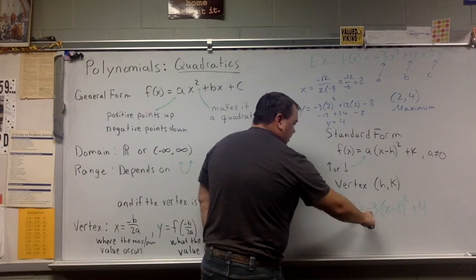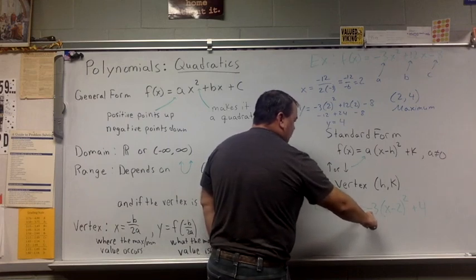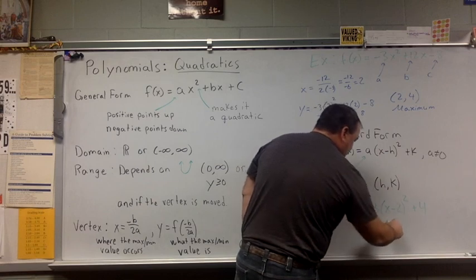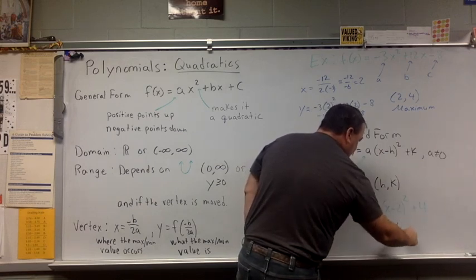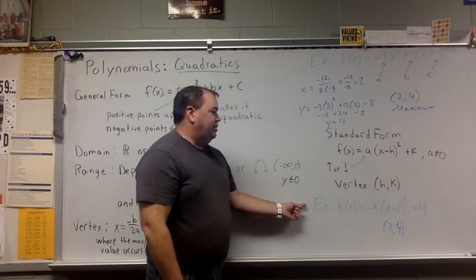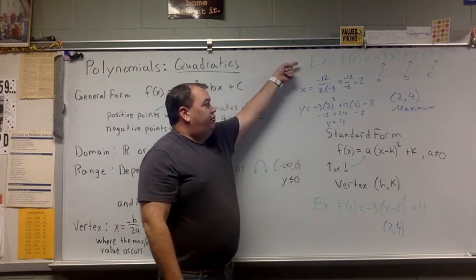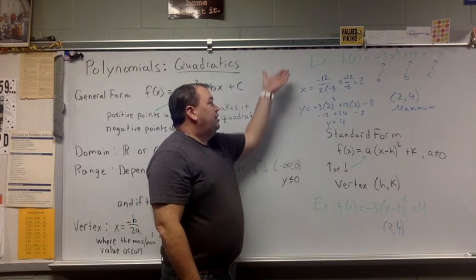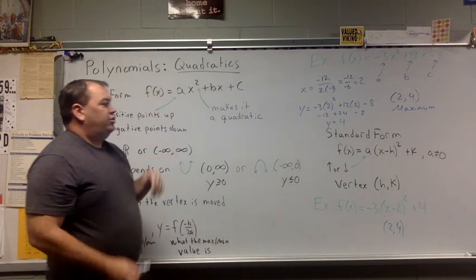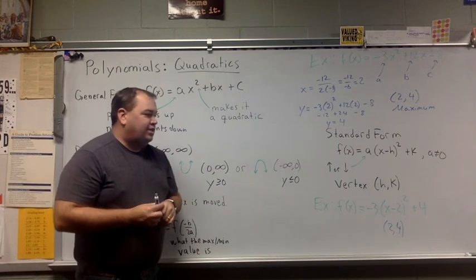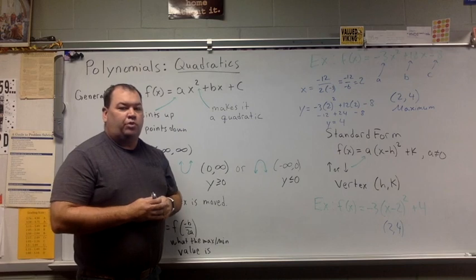So here's my function example again. Notice it's still pointing down, so it has a maximum. And the maximum occurs at 2, 4. This example that I did is the same example from up here. Down here it's written in standard form. Up here it's written in general form. Either way, we're dealing with a quadratic that points down that has a maximum at 2, 4.